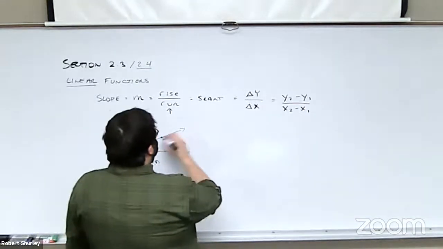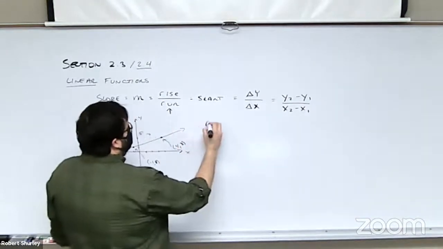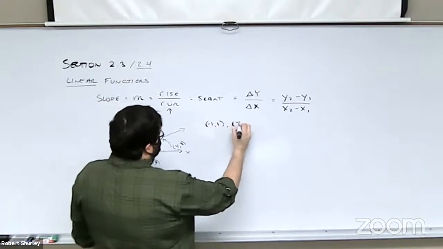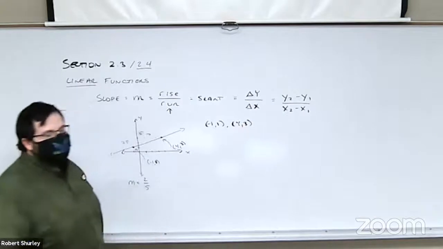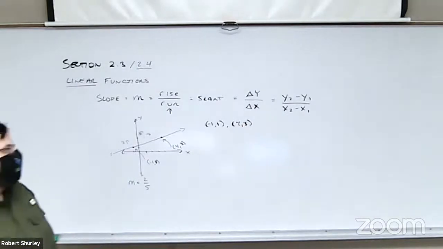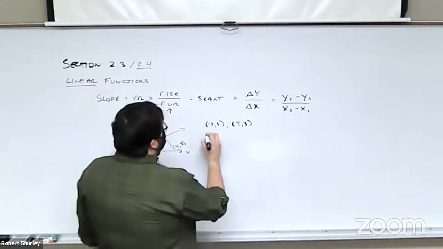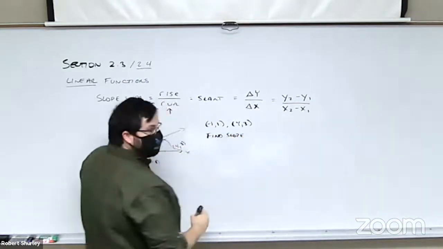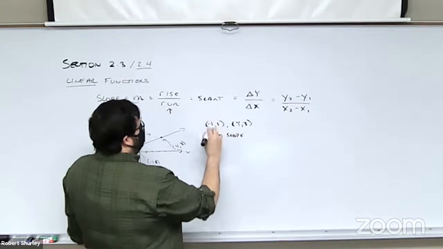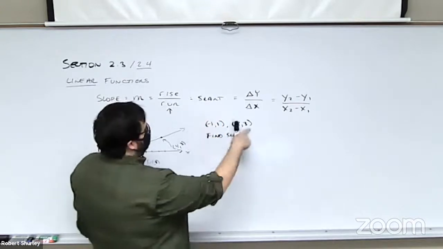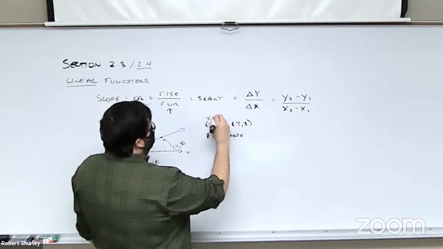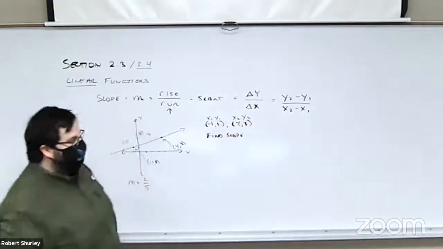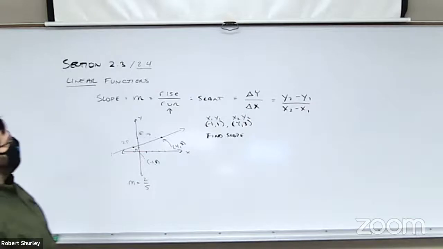So we know that this line goes through, was it negative 1, 1, and 4, 3. Okay, we know this line goes through negative 1, 1, and 4, 3, and we're going to find the slope using the equation. So I'm going to notate which one of these is x1, y1, and x2, y2. So I'm going to call this one x1, y1, and this x2, y2. And then I'm just going to pop it into the equation.